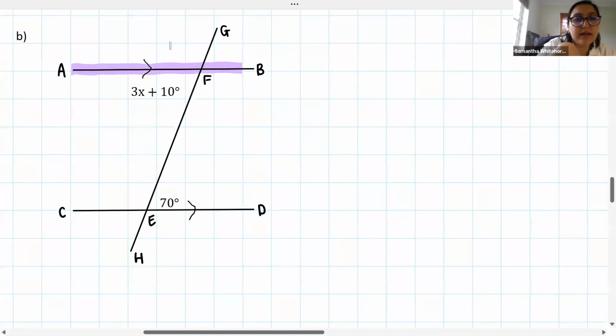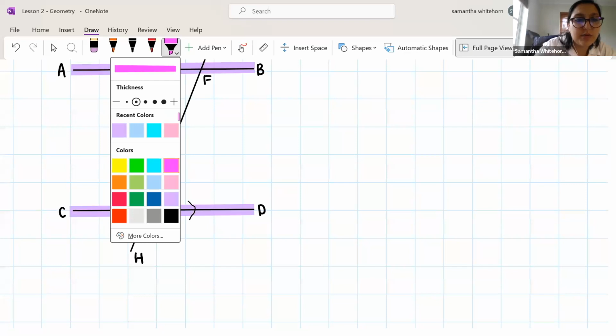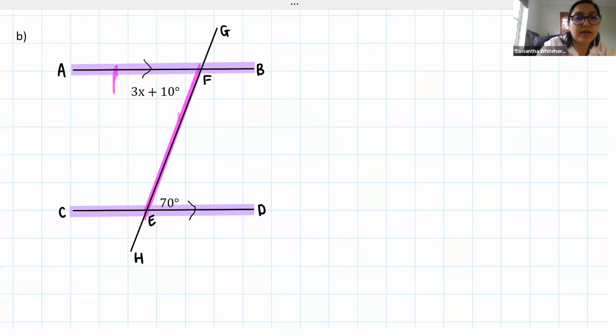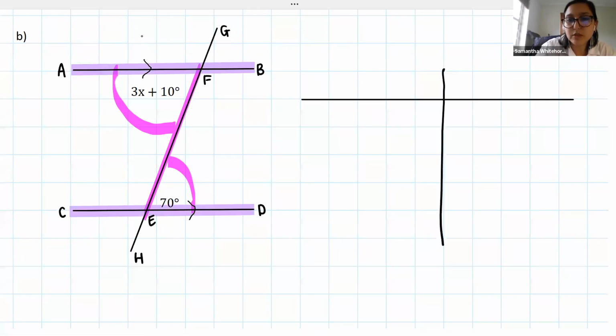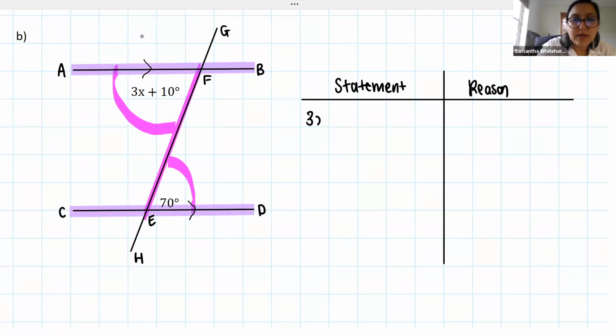Again, here are my parallel lines, AB and CD. If we now have a look, we can see that we've got that sort of zigzag shape being formed. And so we know that this angle is equal to its alternate angle, and so we can set up our equation. Alrighty. So the statement reason. We know that 3x plus 10 degrees is equal to 70 degrees. We know this because they are alternate angles.